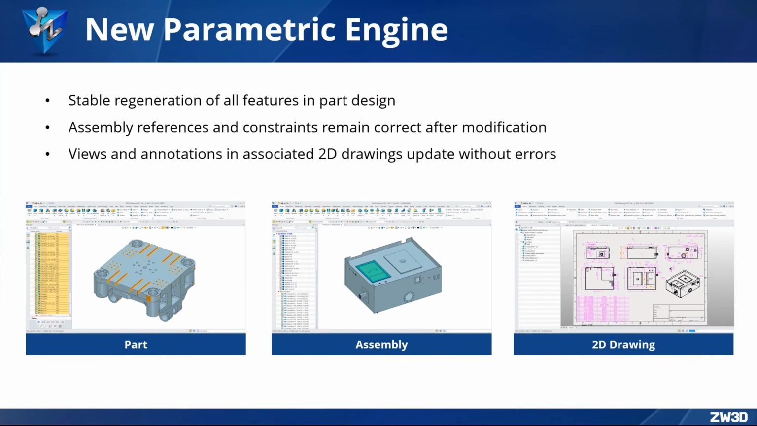ZW3D WuKong 2027 features a completely new parametric engine that fundamentally resolves history-based parametric issues, such as lost references after regeneration, missing constraints when editing parameters, and red errors in 2D drawings.